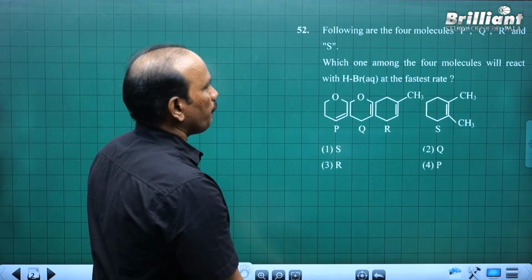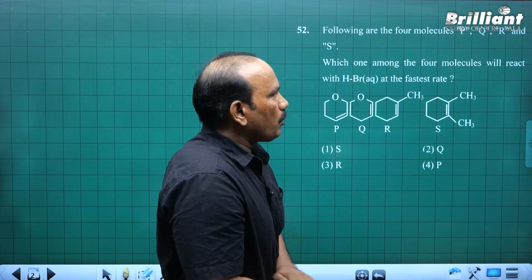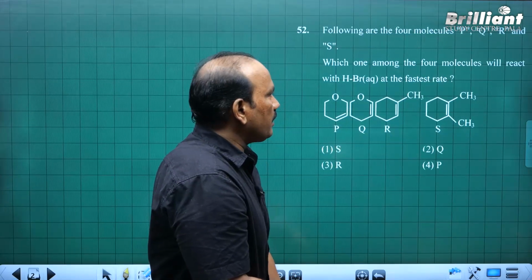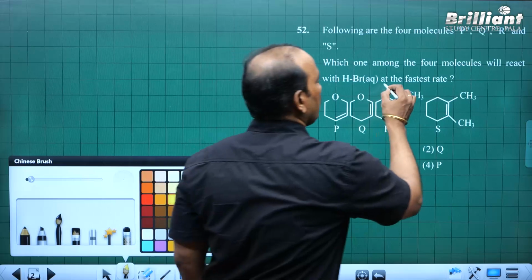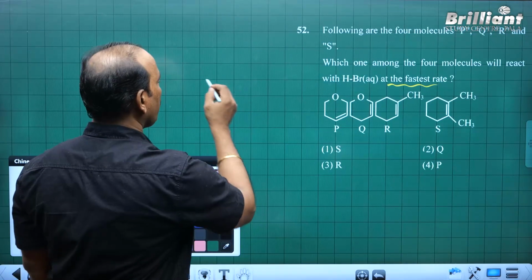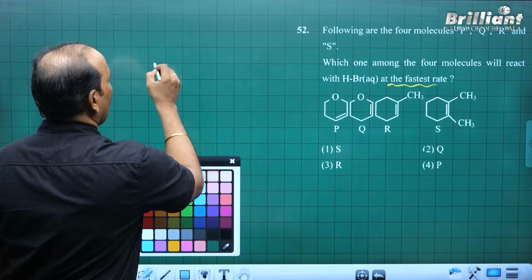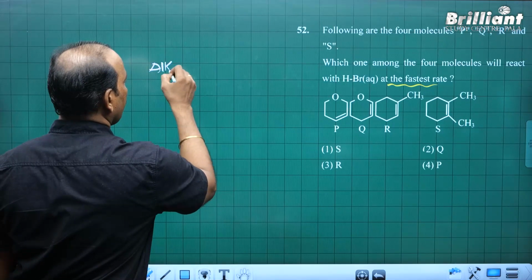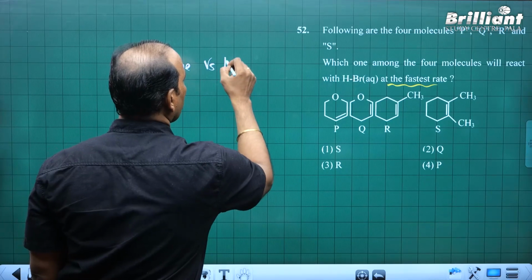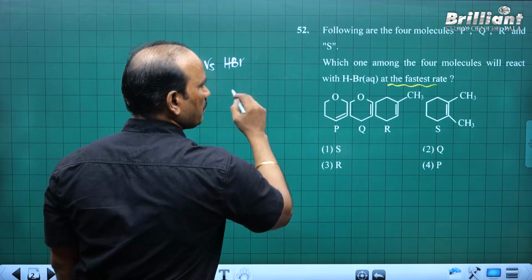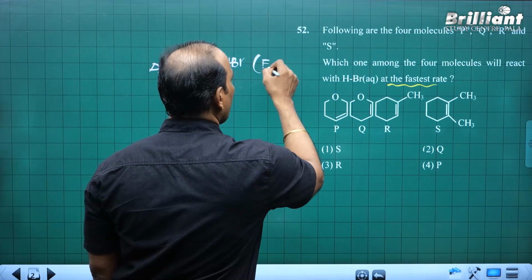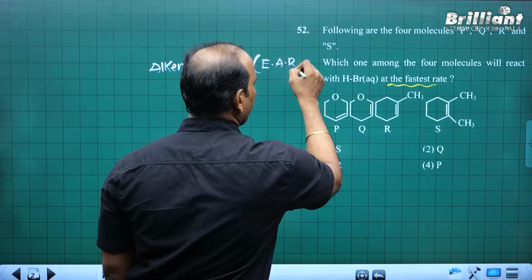Next one. Following are 4 molecules P, Q, R and S. Which of the following 4 molecules reacts with HBr fastest? That means these are double bonded compounds, alkenes, versus HBr in the presence of CCl4 or aqueous medium without peroxide. This is an electrophilic addition reaction.